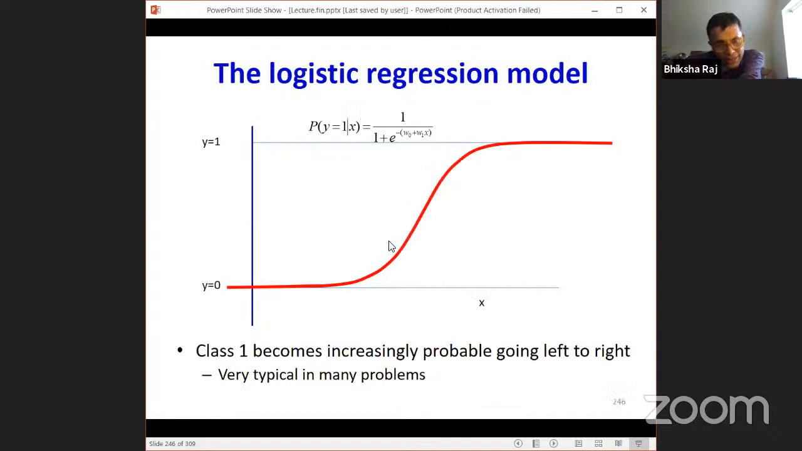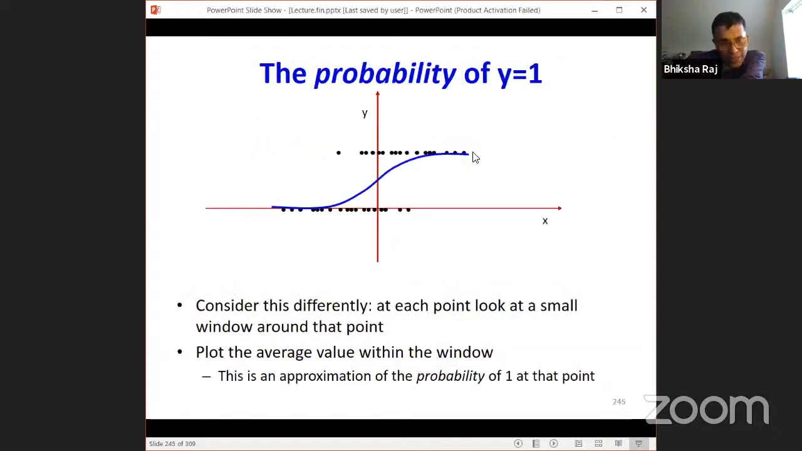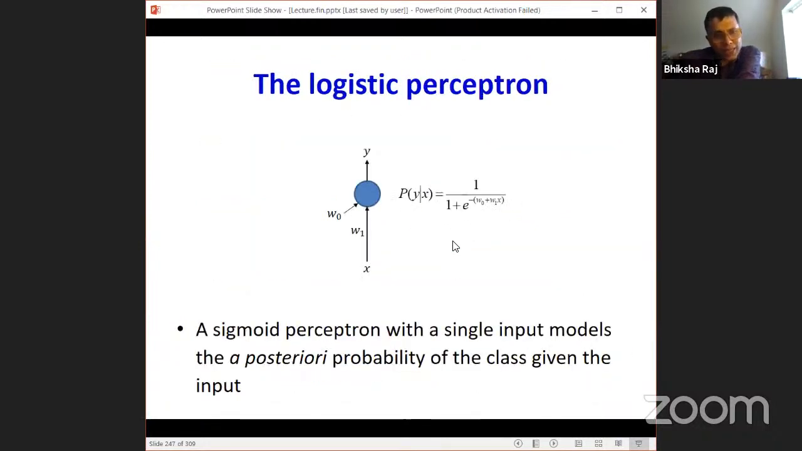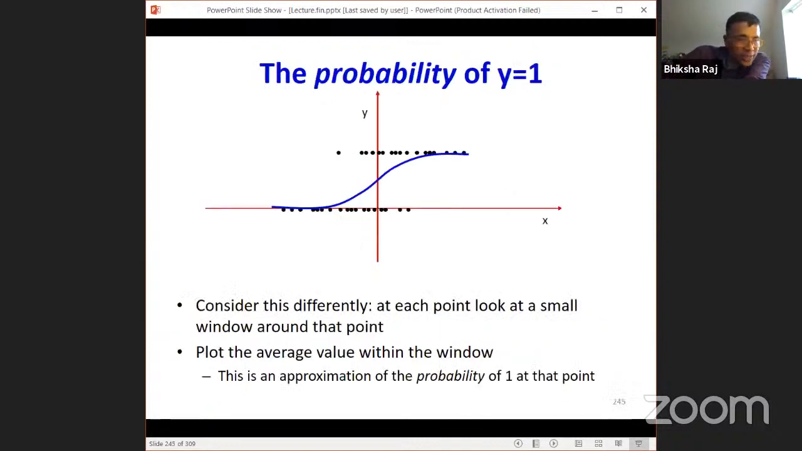So this sigmoid actually models this target behavior that we want very nicely. And so when I consider a standard perceptron which has a sigmoid activation as opposed to a threshold activation, it has a weight for the input and it has this bias. The activation function itself is a sigmoid. This is what I'll call a sigmoid perceptron. Now, a sigmoid perceptron with a single input models the a posteriori probability of the class given the input. A sigmoid perceptron with a single input basically models the blue function, the function shown by this blue curve.